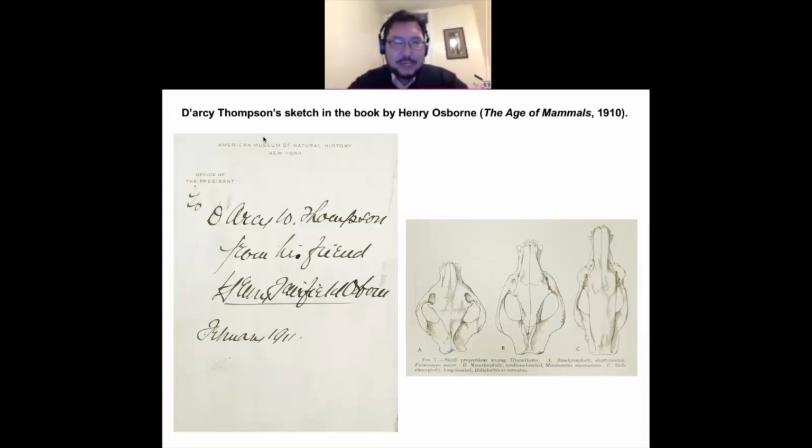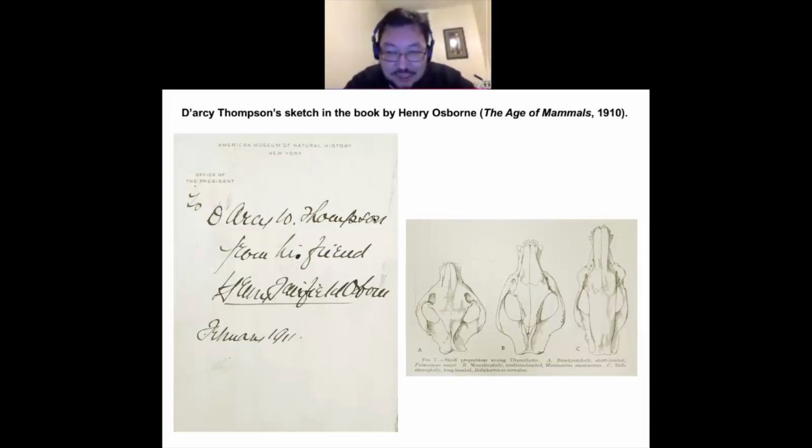This is a book by a famous American zoologist called Henry Osborn, who wrote this book called The Age of Mammals in 1910. And this is a book which was gifted to D'Arcy Thompson. You can see at the front page here, it says, "To D'Arcy Thompson from his friend Henry Osborn, January 1911." So this is 6 years before the publication of On Growth and Form.